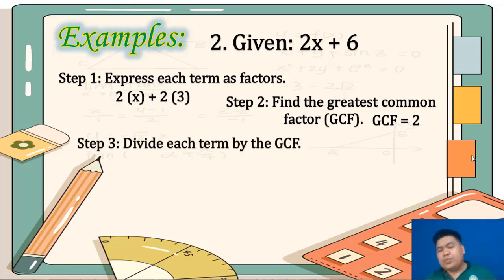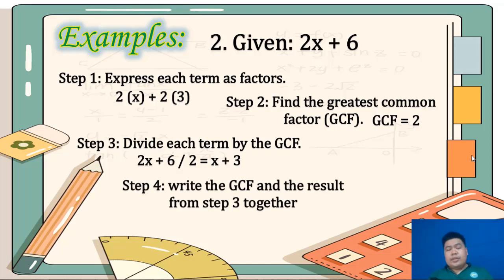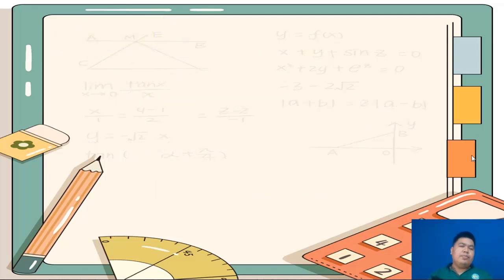Then, now let's proceed with the third step. Divide each term by the GCF. So, for the factors, divide them with 2, which is our GCF. Now, 2x plus 6 divided by 2 is equal to x plus 3. Now, our last step is to write the GCF and the result from step 3 together to get the common monomial factor. Our answer is 2 quantity x plus 3. Did you get it? Okay, very good.